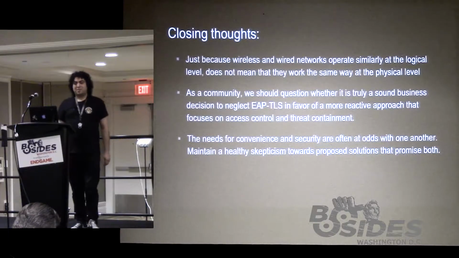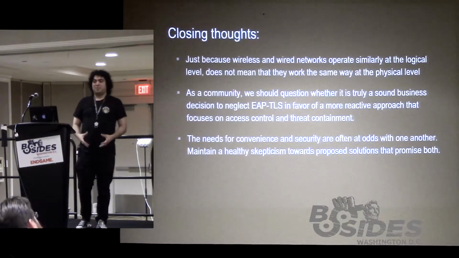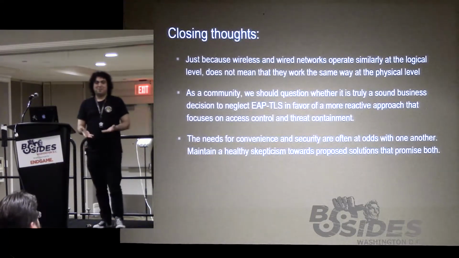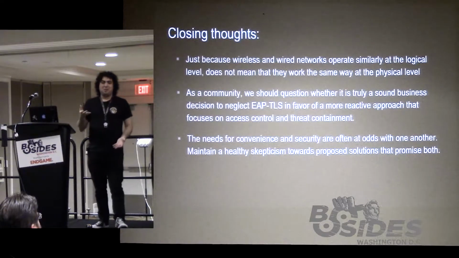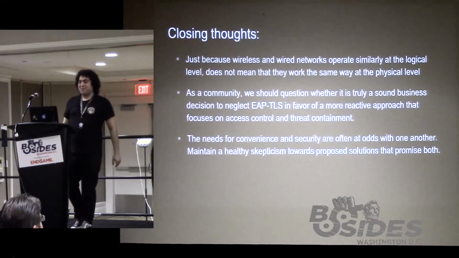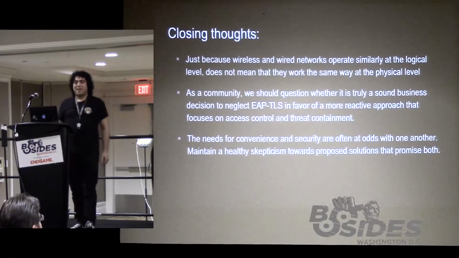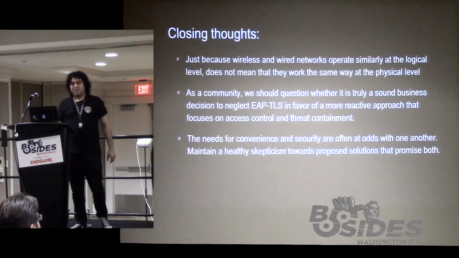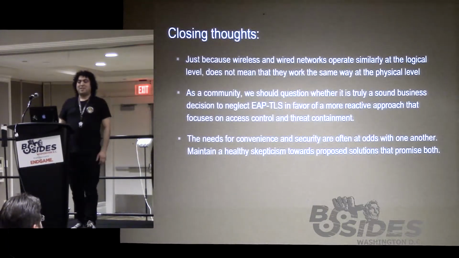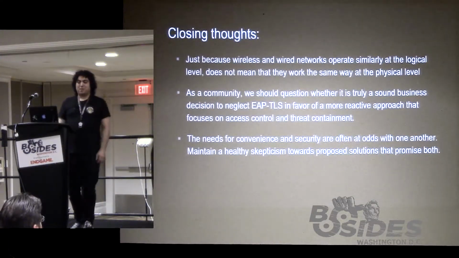So just to close this up, just because wireless and wired networks operate similarly at the logical level, and that's on purpose, right? You don't want to have to be able to observe the differences between using Ethernet or a wireless network when you're using the network, because that's kind of why we have that layered stuff of abstraction. But just because these things work similarly at the logical level does not mean they work the same way at the physical level. So as a community, we should really question whether it's truly a sound business decision to neglect EAP-TLS in favor of a more reactive approach that focuses on access control and threat containment.